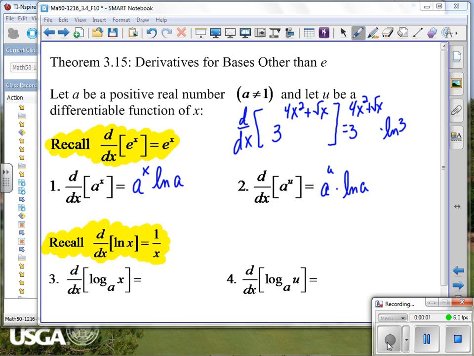What am I going to have to add if I've got a composite function? What have I not taken the derivative of here? Yeah, u, which in this case is going to be the exponent. So now I have to take the derivative with respect to x of that exponent, 4x squared, and so on, okay?